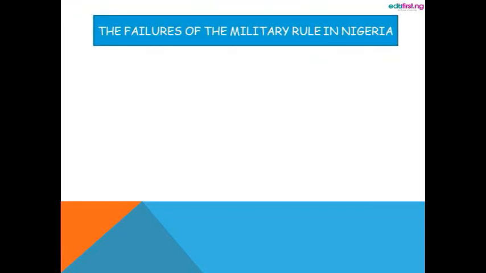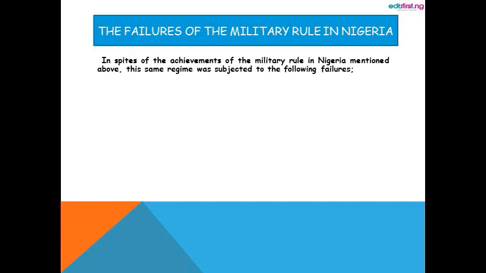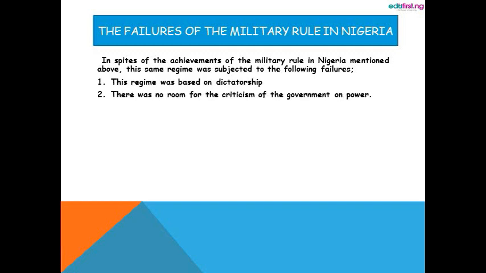Failures of the military rule in Nigeria. In spite of the achievements of the military rule in Nigeria mentioned above, the same regime was subjected to the following failures. First, this regime was based on dictatorship. There was no room for the criticism of the government in power.